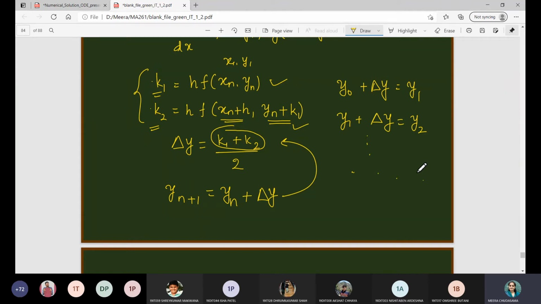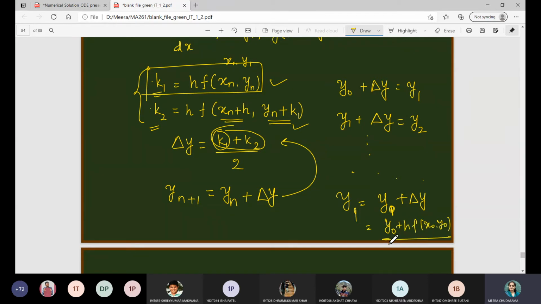Actually, Euler's method itself is called the first order Runge-Kutta method, because see here, k1 we have considered as just h into f of xn, yn. So when I compute y1 first, what will it be? y0 plus delta y, and delta y will be first order, that is just k1. So if we take k1, in that case it is y0 plus h f at x0, y0. So this is nothing but Euler's method only. So the first order Runge-Kutta method is just Euler's method.